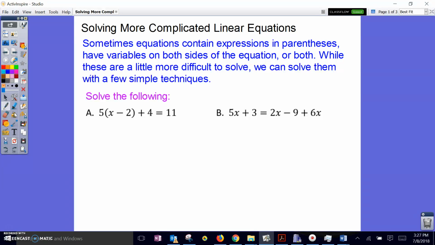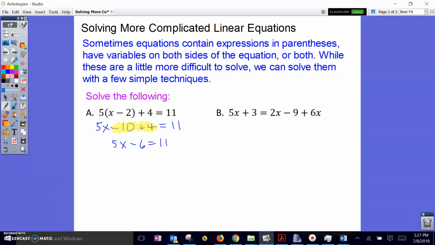I'm going to distribute the 5 times x minus 2. So 5 times x is 5x, and 5 times minus 2 is minus 10. Everything else in the equation stays the same at that point. And now I have a couple of numbers to combine here on the left-hand side. So I've got a minus 10 and a plus 4. Those combine to make a minus 6.